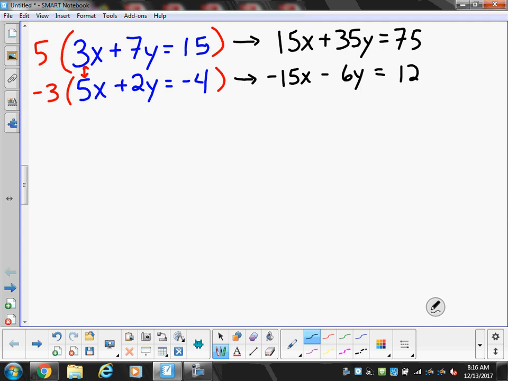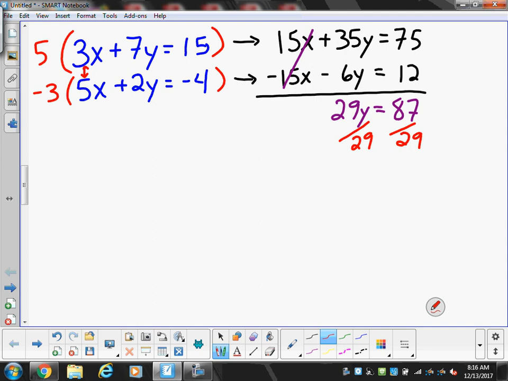At this point, I have opposite coefficients on the x term, so I can add these together, and that will eliminate the x. 15x minus 15x is 0, so they cancel out. 35y minus 6y is 29y, and then 75 plus 12 is 87. To get y by itself, I divide both sides by 29, and I get y equals 3.